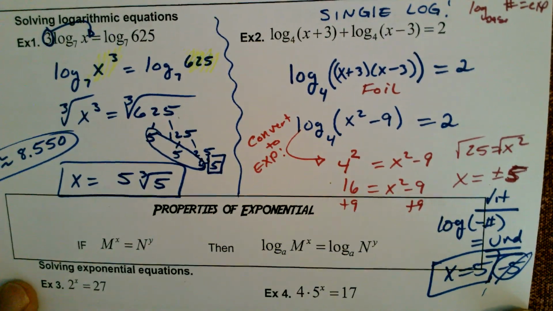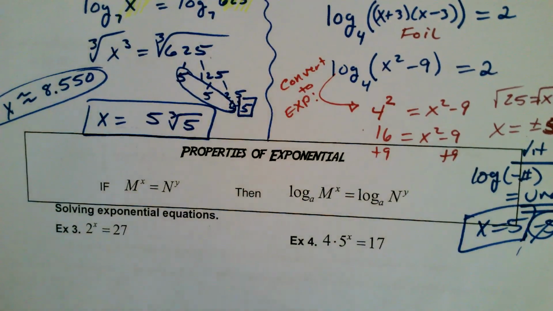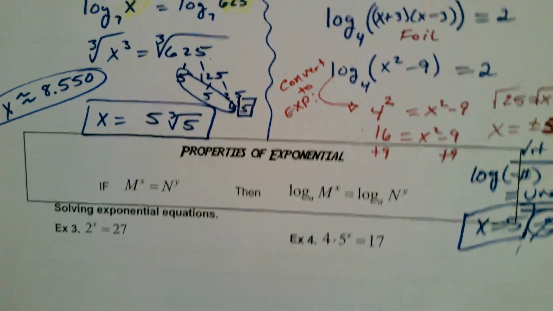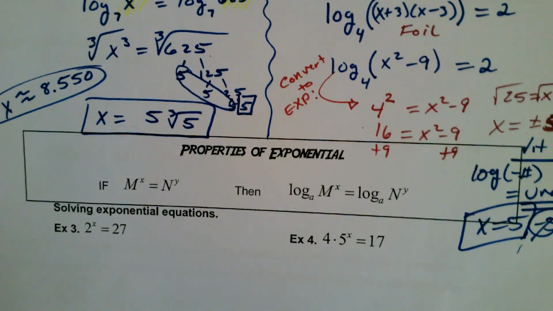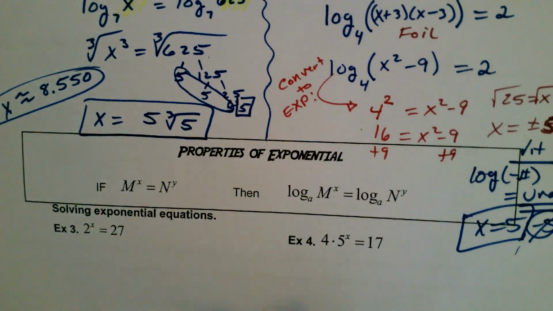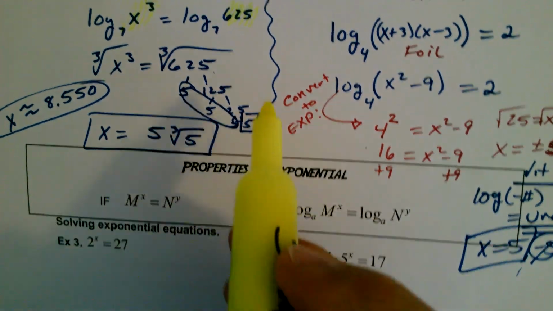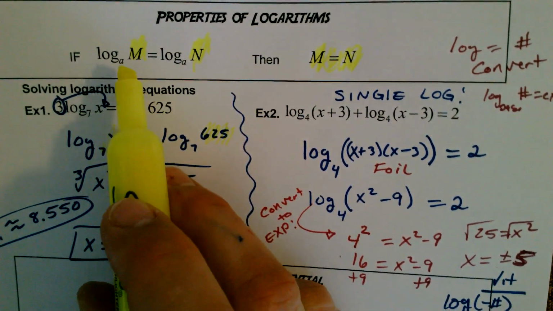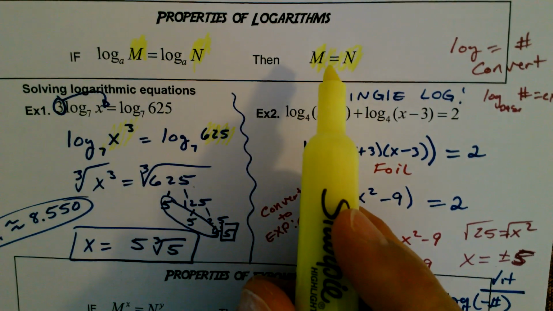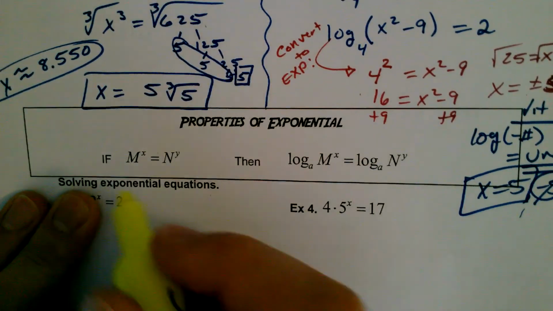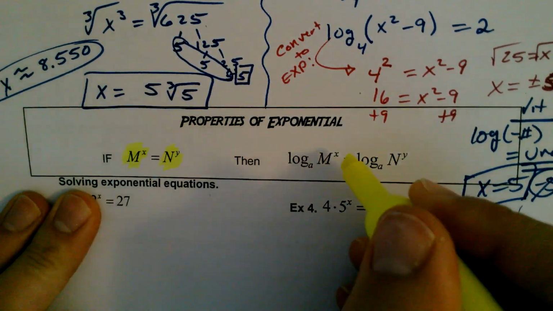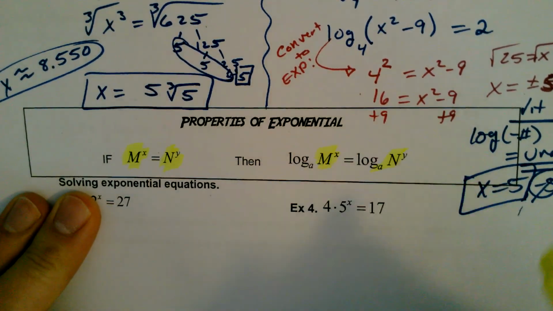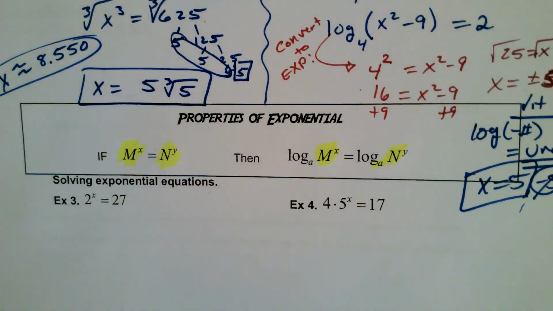All right, last but not least, we've got properties of exponentials. This is goal number 2, ladies and gentlemen. We'll go through a few examples, and then it'll be time to go. If I take a look, the new property is just the opposite of the old property. Here, if this one says log equals log, then the stuff on the inside is equal. Well, this one says if these two guys are equal, then the logs of these two guys have to be equal. That's our new property.